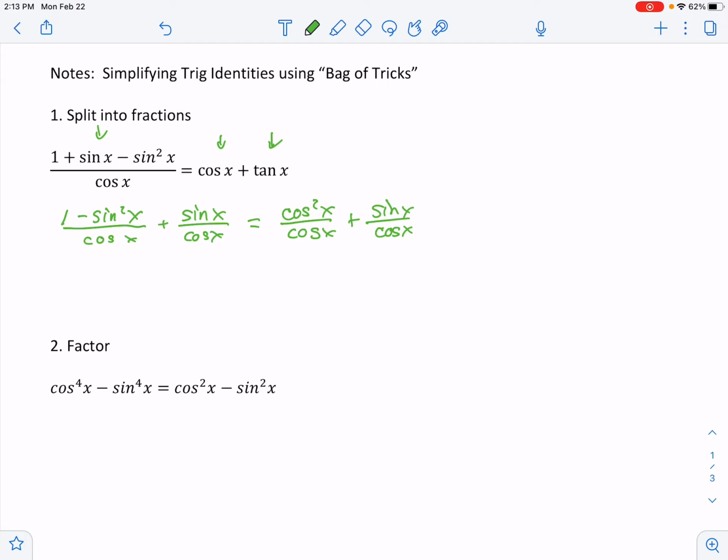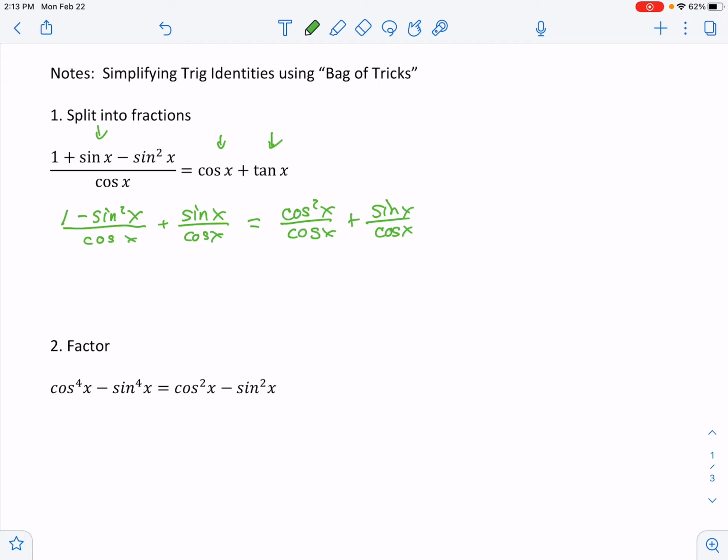Today's lesson is to teach you a bag of tricks on how to simplify trig identities. Some of them, the way you get to know them is by just doing lots and lots of practice. These are some of the common things of simplifying a fraction. Remember, you're always going to pick one side or the other. Either you're going to simplify this side or that side, but you never work both.